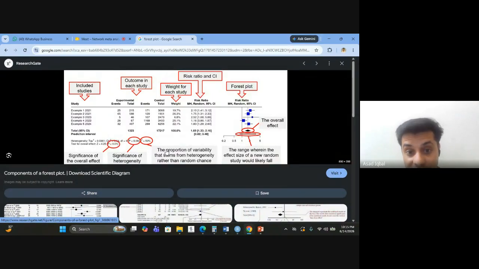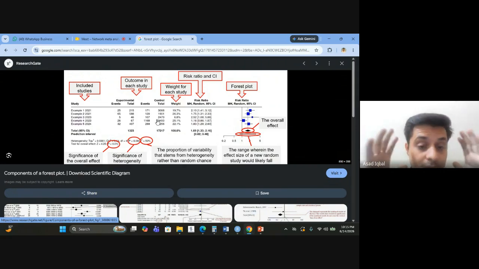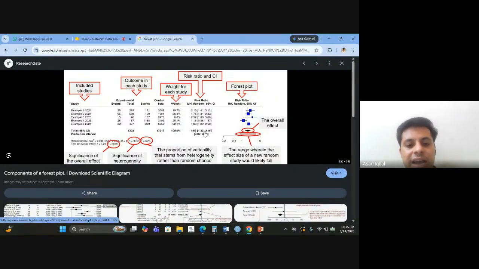Significance of heterogeneity, and this and this. So the thing is that for the conventional meta-analysis, you need to be able to read this and understand what it means. Like here the ratio is 1.69, with the confidence interval 1.33 to 2.16.